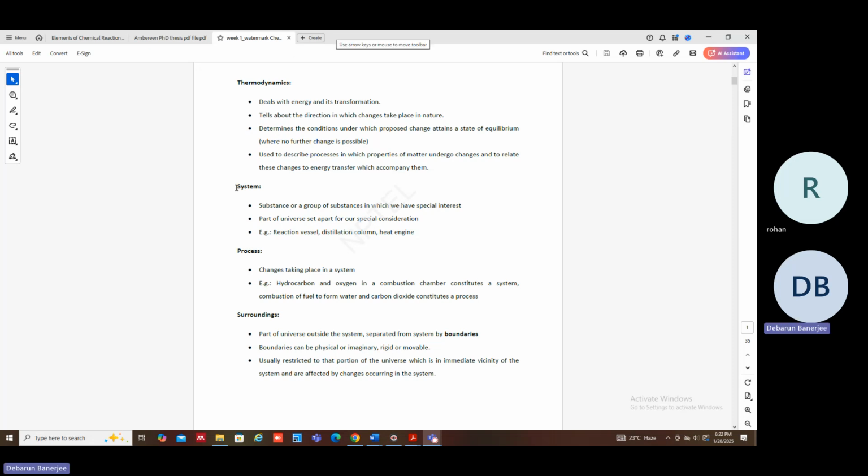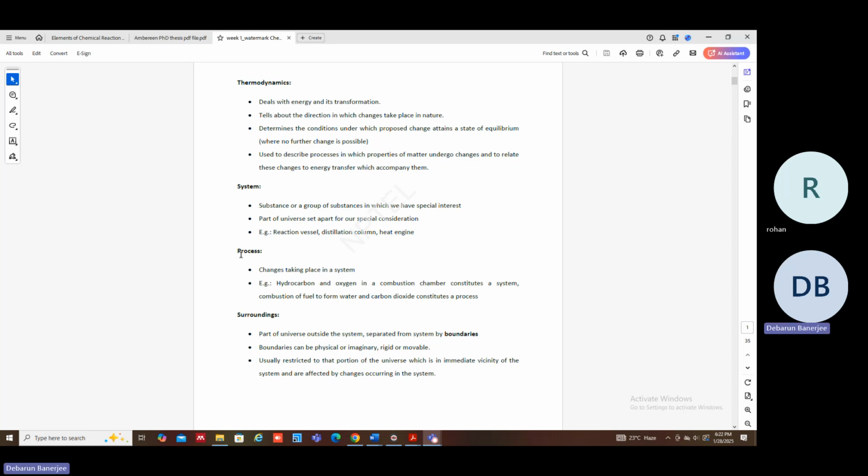In this, there is a system. The system is the substance with which we're doing the thermodynamic analysis, or a group of substances in which we particularly have interest, and it can be a particular reactor, a distillation column, a heat engine, or any kind of unit operation, right? On that particular system, we check the thermodynamic analysis, whether it is a Gibbs free energy change or enthalpy, entropy change, whatever parameters.